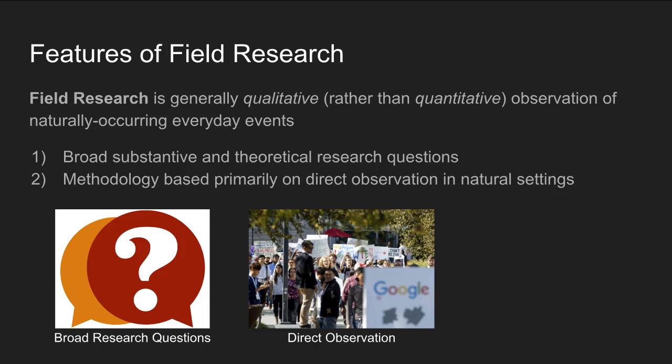There are two really primary features of field research. The first is that usually the researchers start with a pretty broad set of questions. Maybe they're guided by a particular theory, and they have broad questions about social life. So rather than starting with a specific theory and a hypothesis, the researcher maybe has some very broad questions that are kind of guiding their study. The second is the methodology, which is really what distinguishes field research. In field research, the methods are primarily based on direct observations in naturally occurring social settings, real social life. So broad research questions and direct observation are two of the distinguishing features of field research.